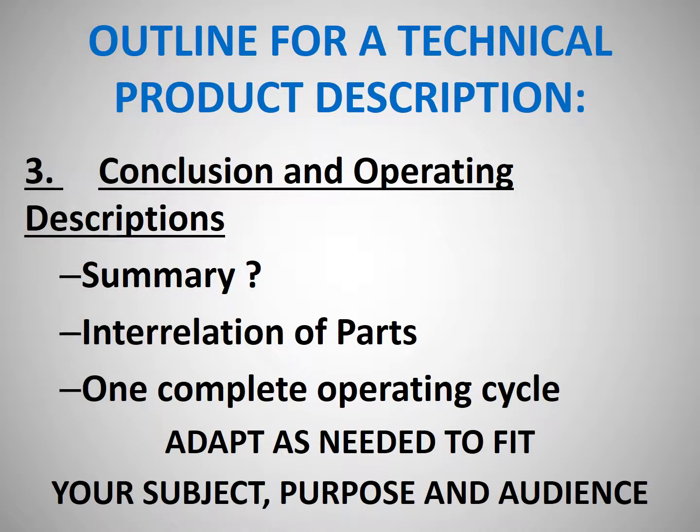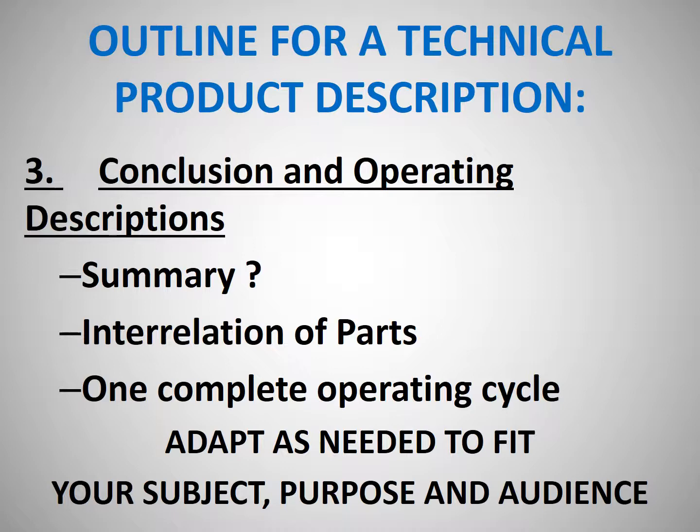And then, part 3, as with any good, strong essay, you have a conclusion. All right? So, what do we do in a conclusion? We summarize. Here's overall what we said this thing is. And we remember to talk about, if we've talked about several parts of the thing, how those parts are related to each other. And then what we do is talk about one complete operating cycle of the thing.